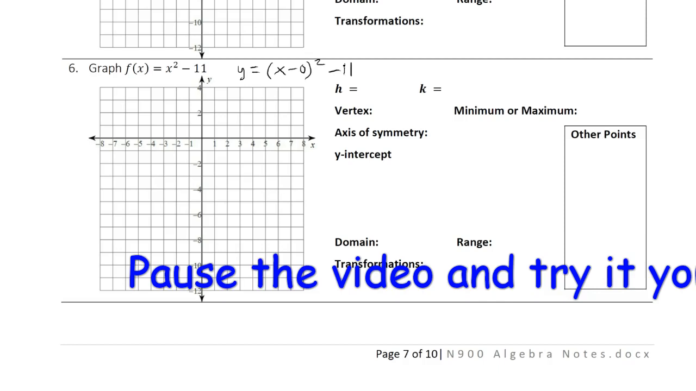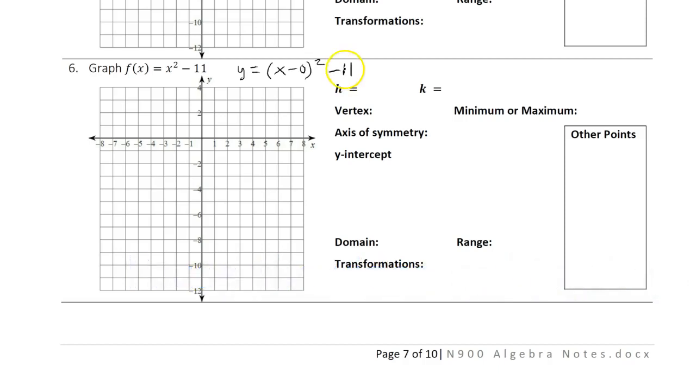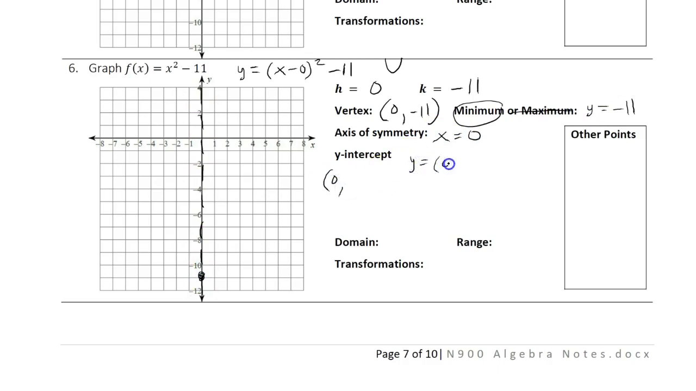Now that you have tried it, check your work. H is 0 and K is -11. The vertex is (0, -11). A is positive, so this parabola opens upwards. It has a minimum at y equals -11. The axis of symmetry is x equals 0. Plug in 0 for x to find the y-intercept, which is in fact the same as the vertex, (0, -11).